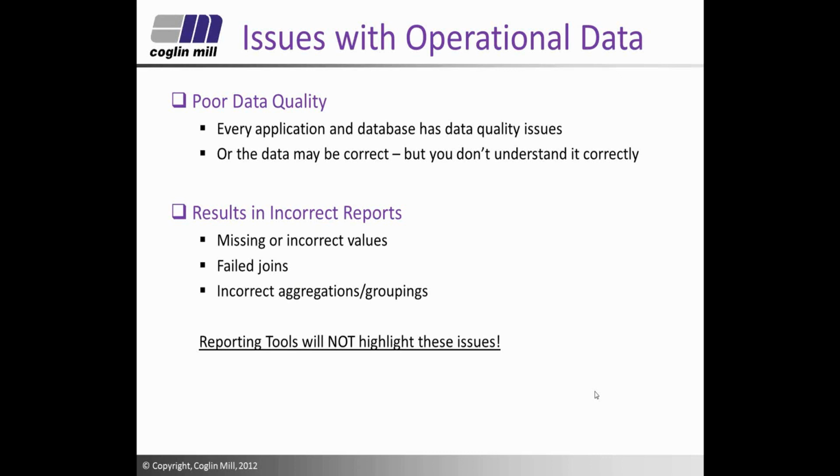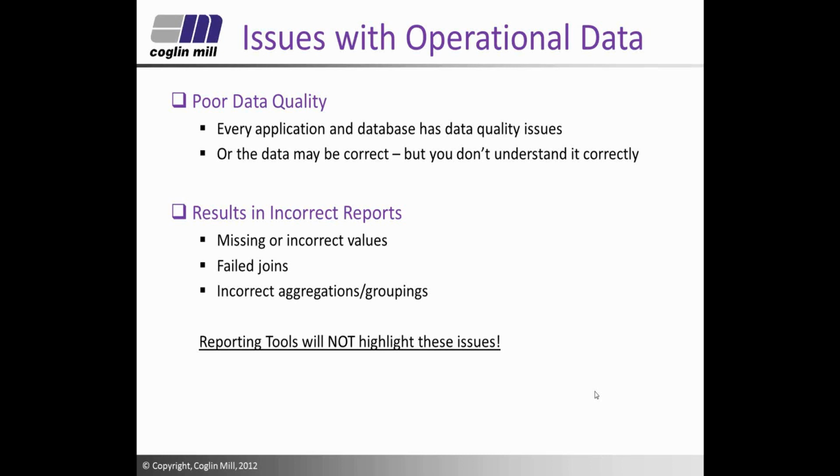So obviously, bad data, garbage in, garbage out. If we don't fix the data at the source, then we are going to report incorrectly. That could result in things like missing values, failed joins, incorrect aggregations and groupings.